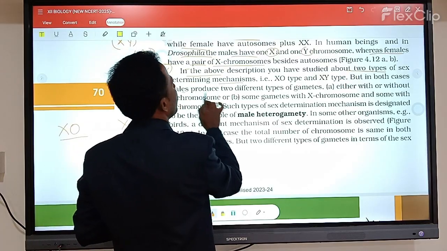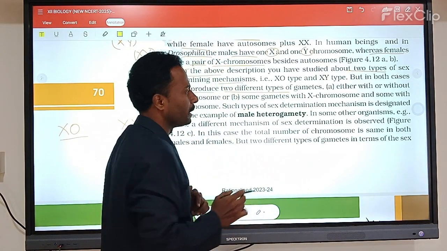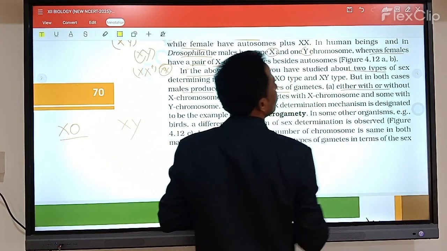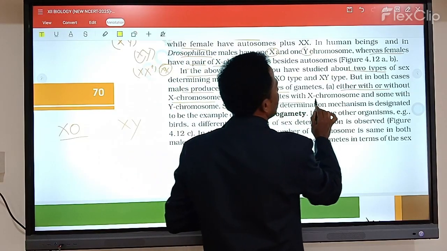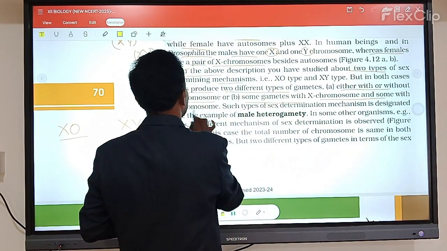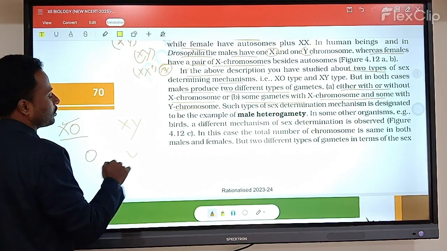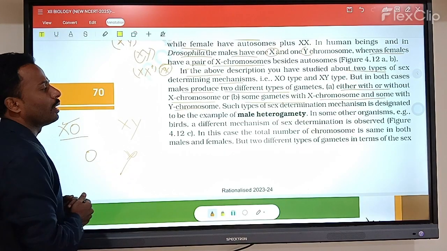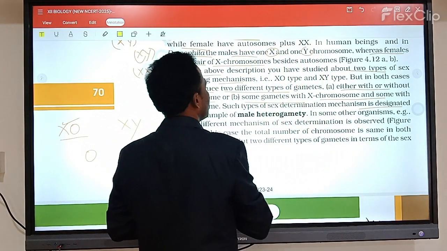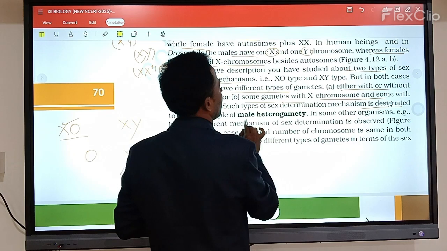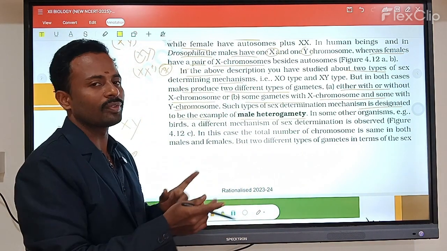In both, the male produces two different types of gametes. Either with or without an X chromosome, or some gametes carry an X chromosome and some a Y chromosome. So sometimes gametes are produced with O, and sometimes with a Y chromosome. Such a sex determination mechanism is described as male heterogamy, meaning the male shows two different types of gametes.